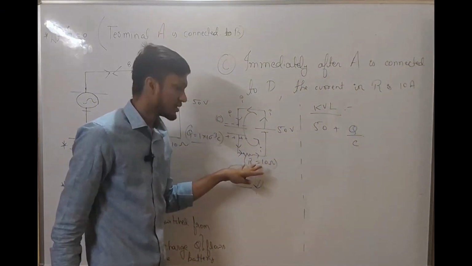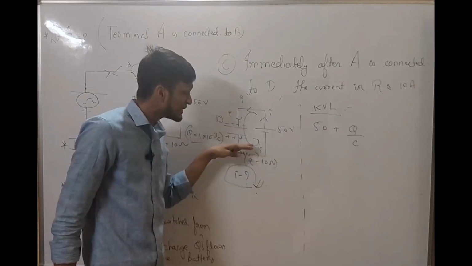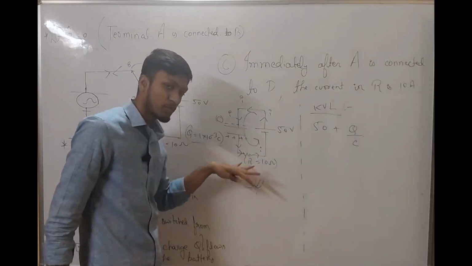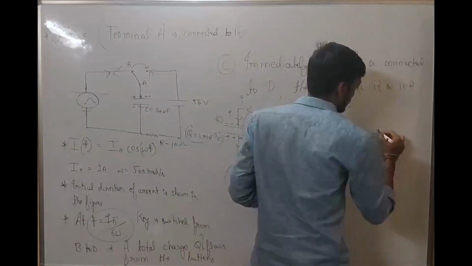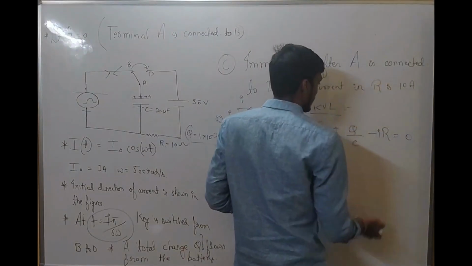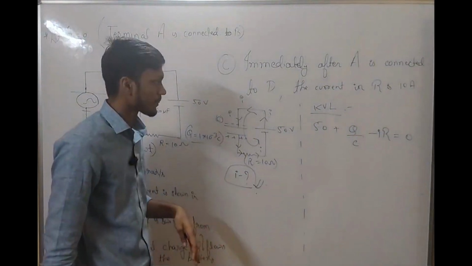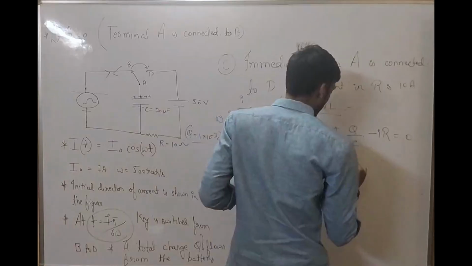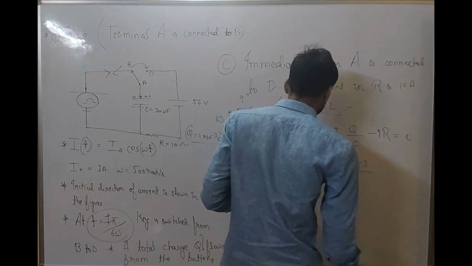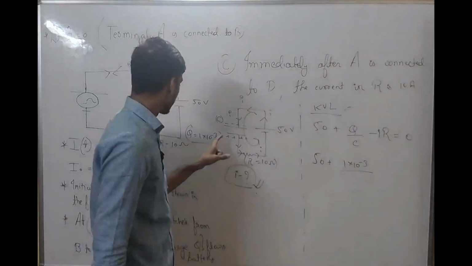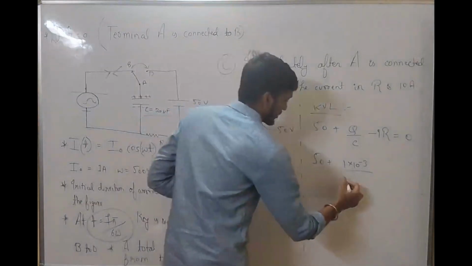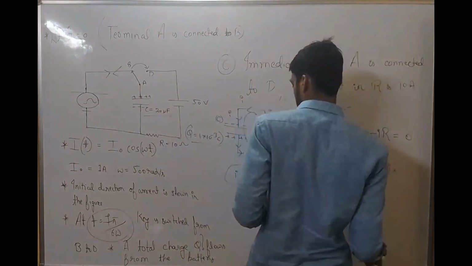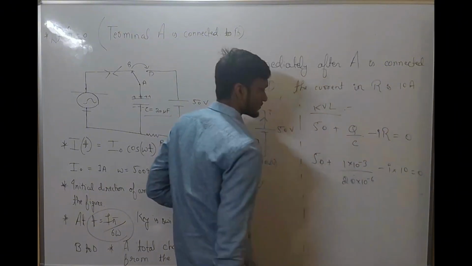And the resistance, we are moving through the resistance in the direction of the current, and we know that we often take this potential as minus IR in this scenario when the current and the direction of the motion is same. Putting the values that we obtained earlier, we will get 50 plus 1 into 10 to the power minus 3 by C, which is given to us as 20 microfarad, that is 20 into 10 to the power minus 6, minus I into resistance, which is given to us as 10 ohm, is equal to 0.